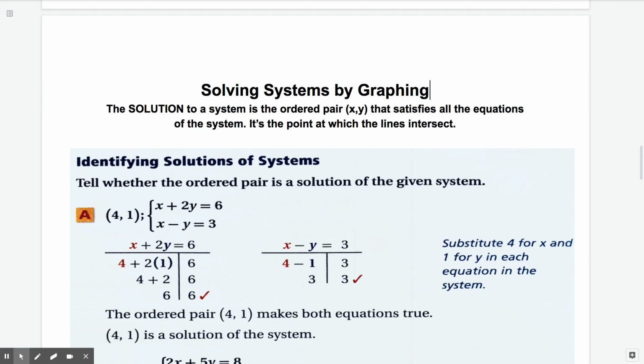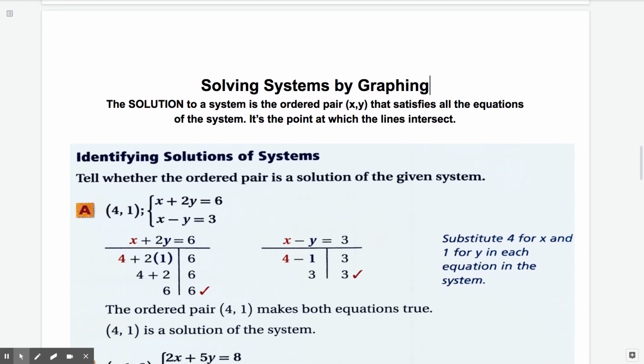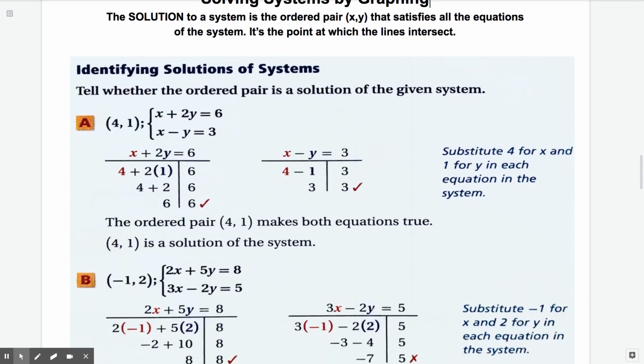Then you use the ordered pair in the second equation. Again, you evaluate, so the 4 goes where the x is, and the 1 goes where the y is. 4 minus 1 is 3. 3 equals 3. Since this ordered pair made both of the equations true, that means this ordered pair, 4, 1, is the solution to this system.